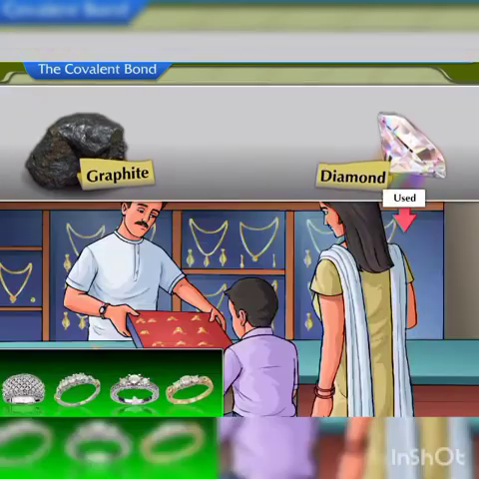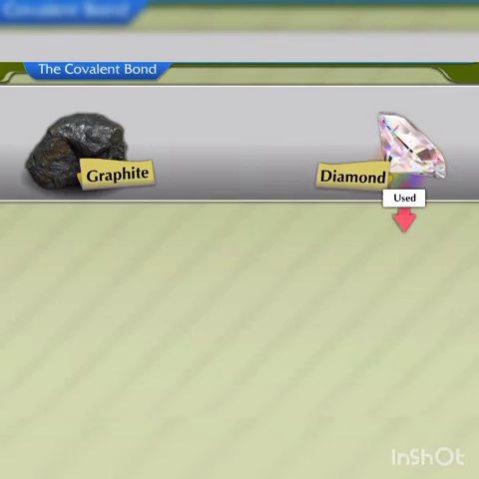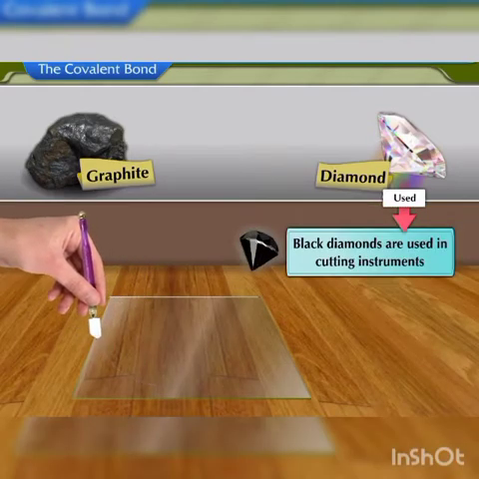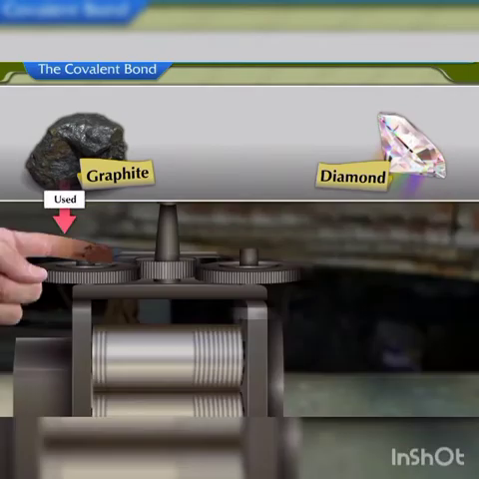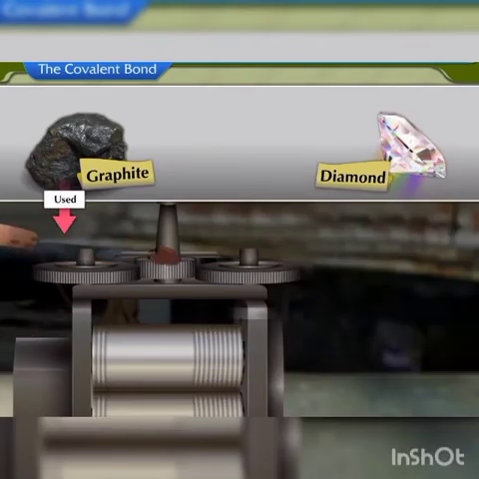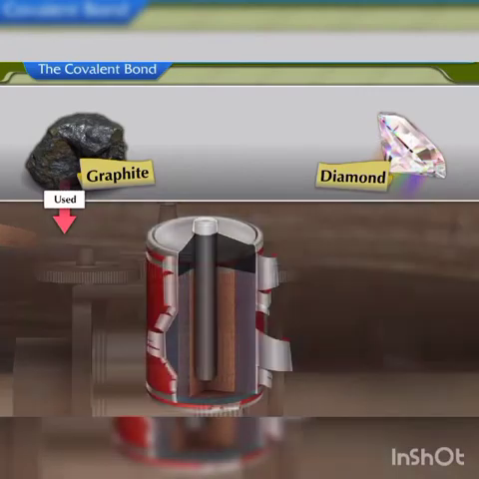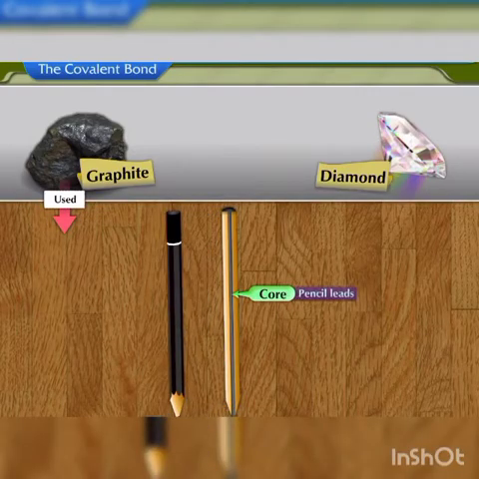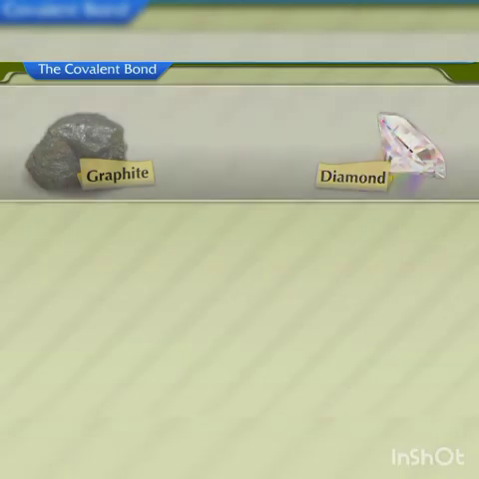Diamond is used for making jewelry. Black diamonds are used in cutting instruments like glass cutters. Graphite is used as a lubricant in machinery. It is also used in making electrodes in dry cells and for making the cores of pencils called pencil leads.